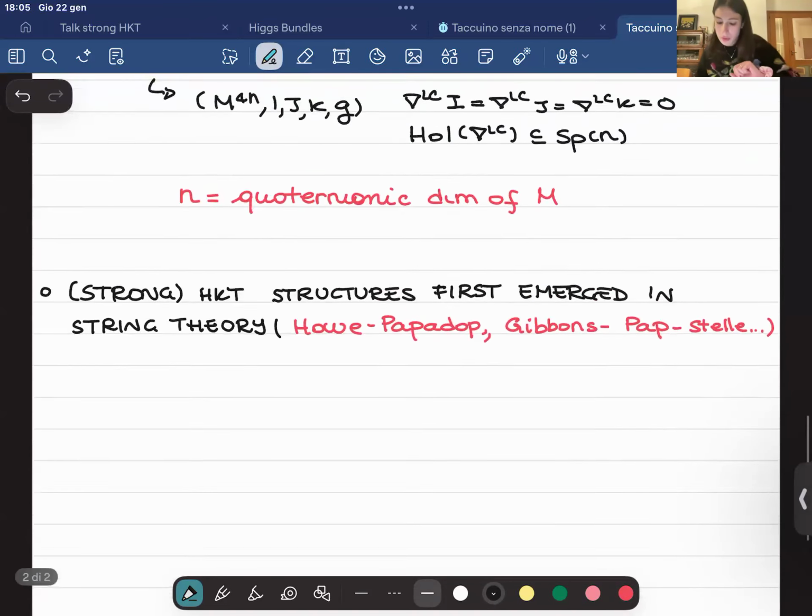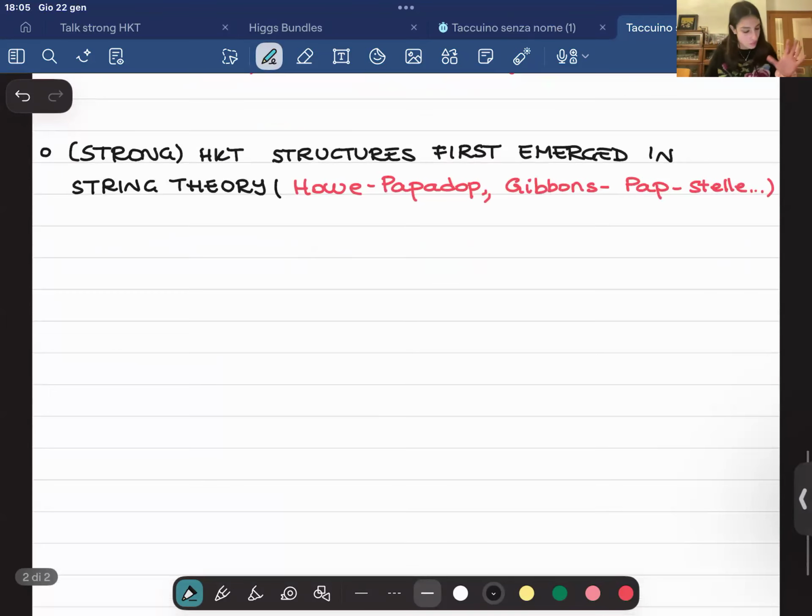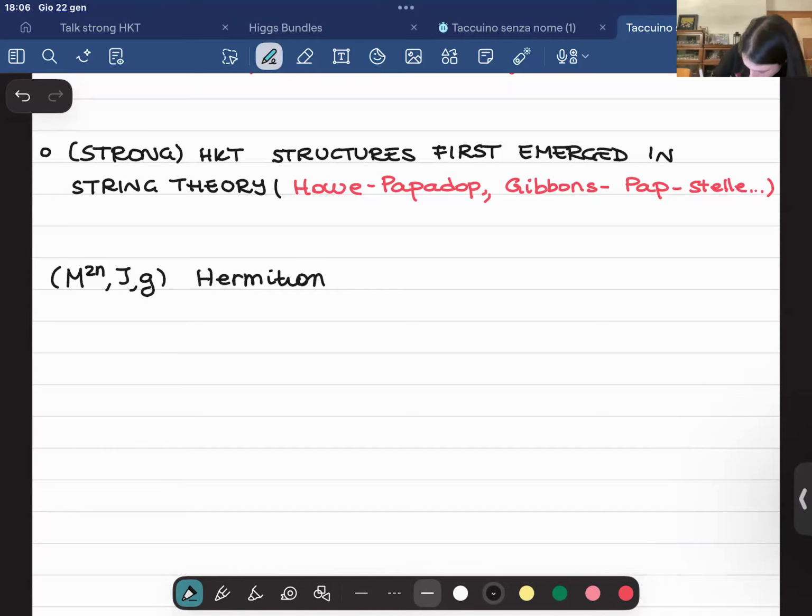So to introduce the HKT structure, I have to define what the Bismut connection is. So just for 3 minutes, I will stay in the Hermitian framework. So let us fix a Hermitian manifold. M is a smooth manifold of dimension 2n, J is a fixed complex structure on M, and g is a Riemannian metric which is compatible with J.